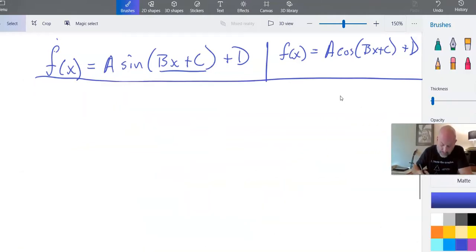And we'll try the exact same thing with cosine. Let's see how you do. So let's turn the pen back on. Let's say we have f of x is equal to cosine.